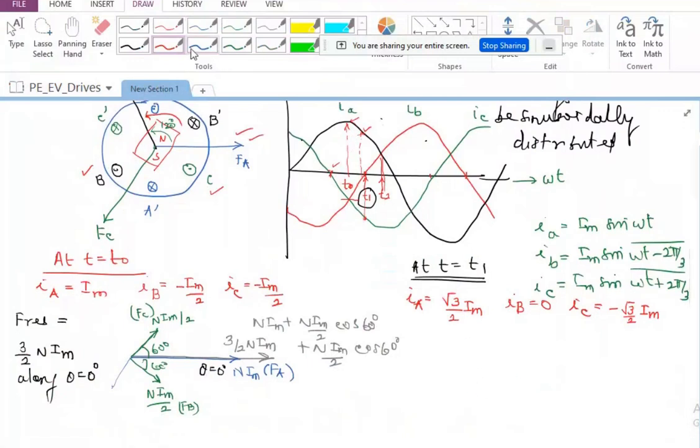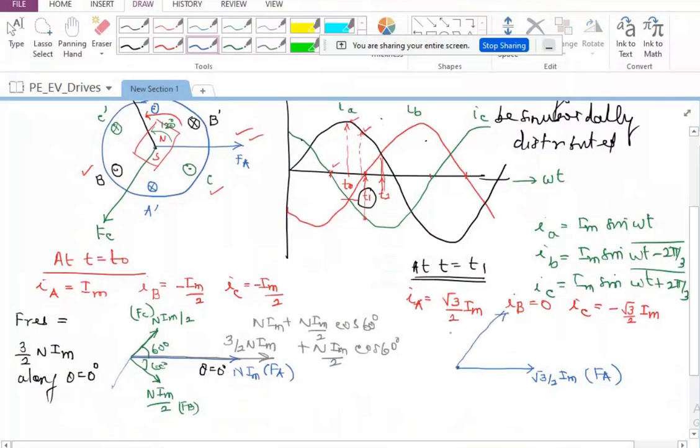So I should again be able to draw similar vector locations of FA, FB and FC. FA is going to be along the same normal direction of A phase MMF. Let me draw this once again. This is going to be root 3 divided by 2 Im, which is FA. And FB is 0, there is nothing available. And FC, we already drew in this direction with the negative current. So we are going to have FC again along this. This is also going to be root 3 divided by 2 Im, and this corresponds to FC.